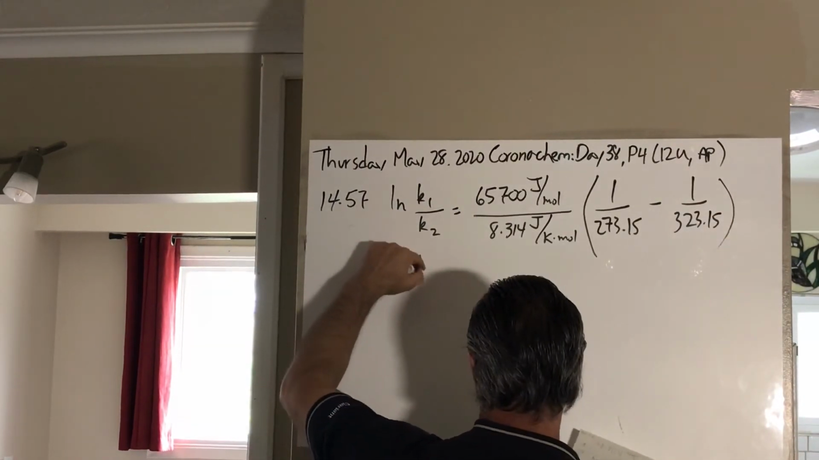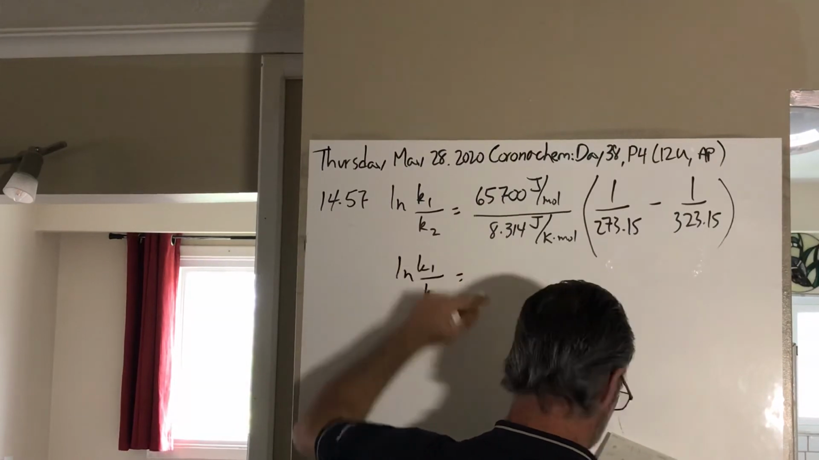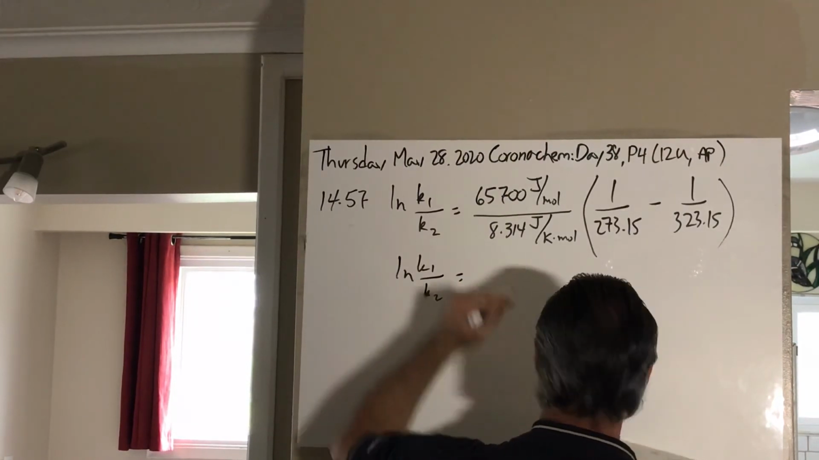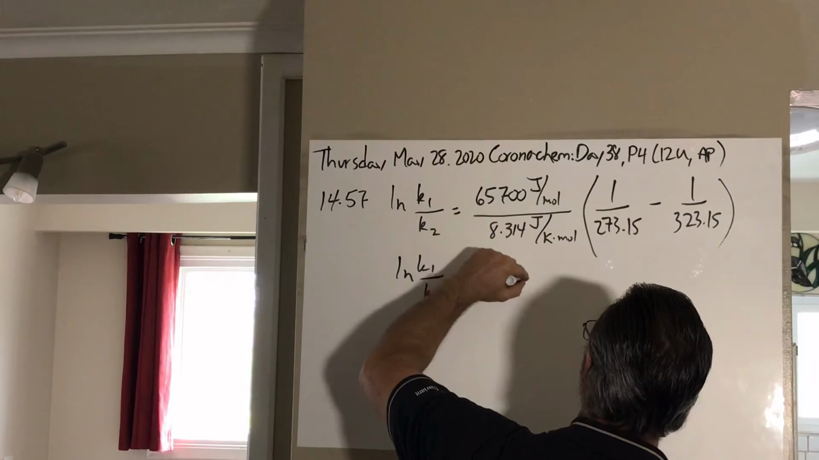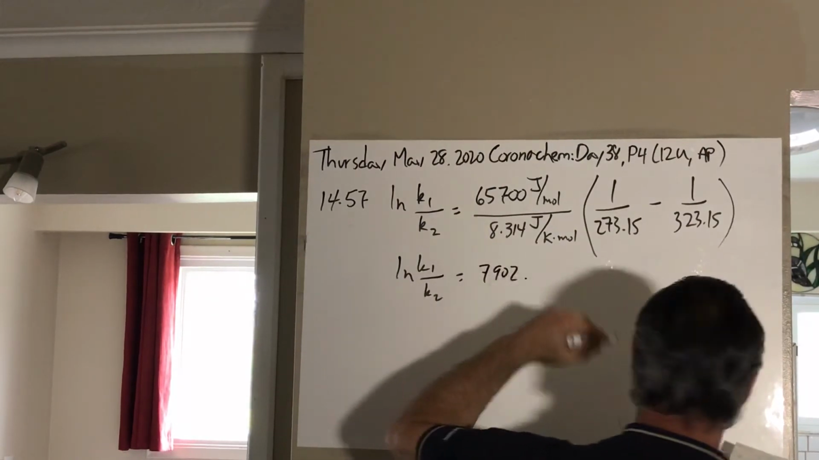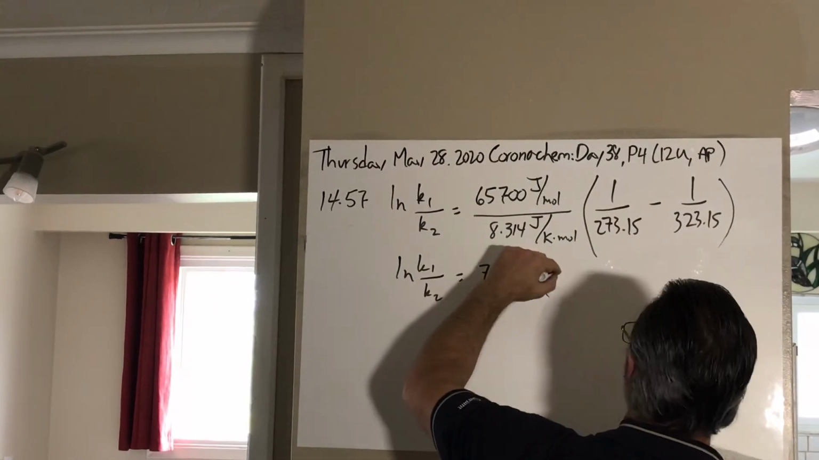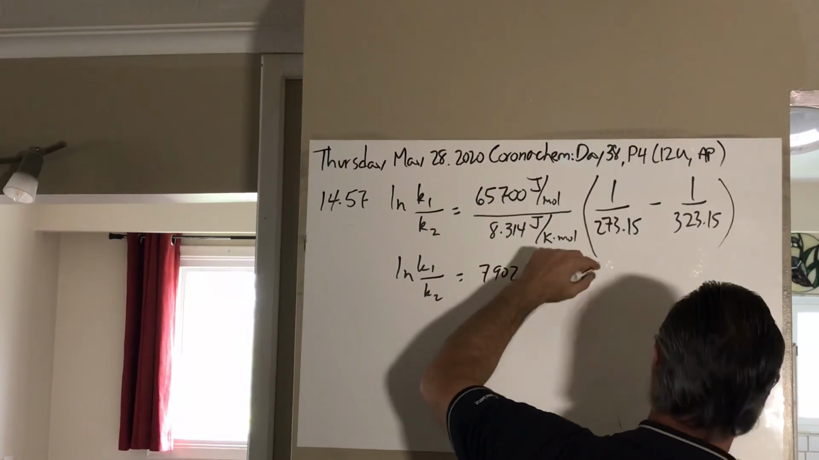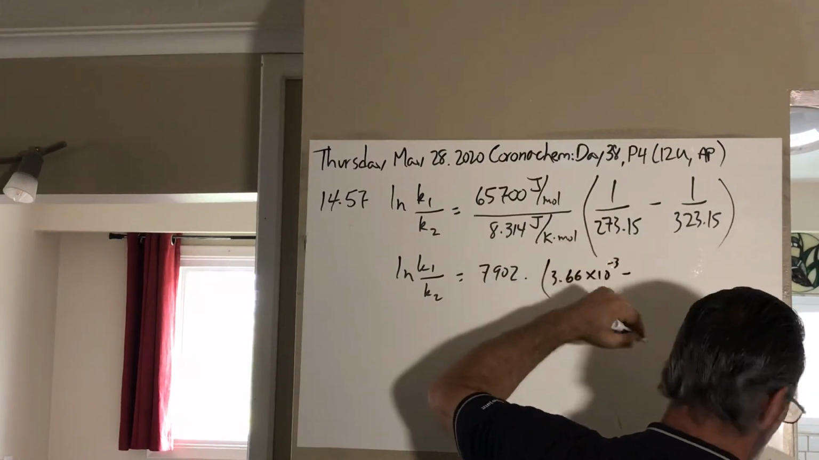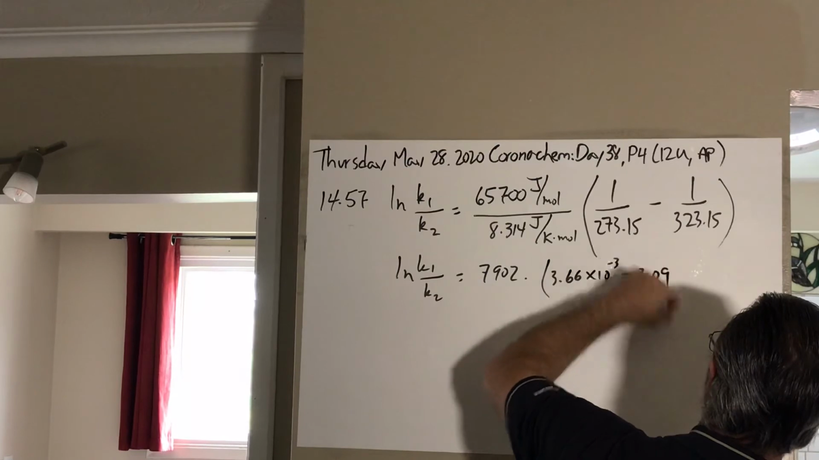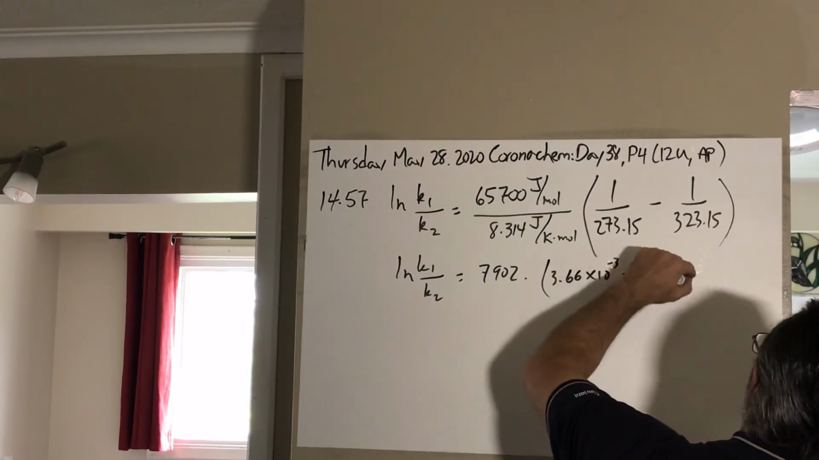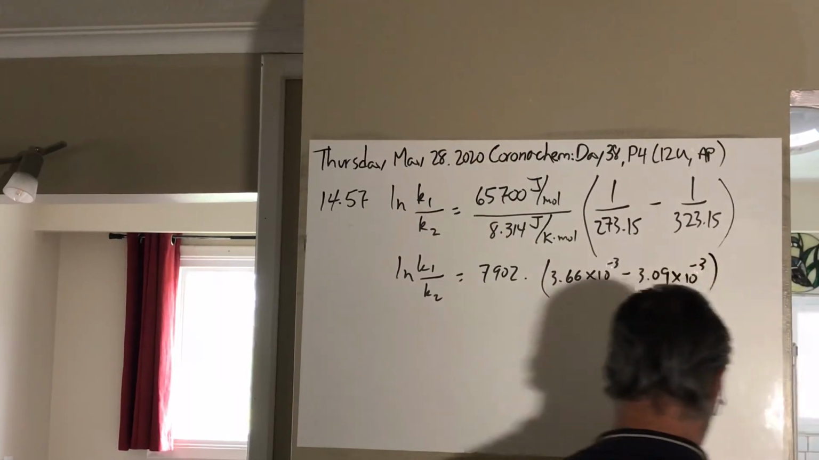So ln of K1 over K2 is going to give you 7.902. I'm truncating some of the decimals for brevity's sake, but I used all the numbers when I entered it in my calculator. Just this board is so tiny that it's going to get messy if I write all the decimal places. You get the picture, and you'll recognize the numbers if you do the calculation yourself.